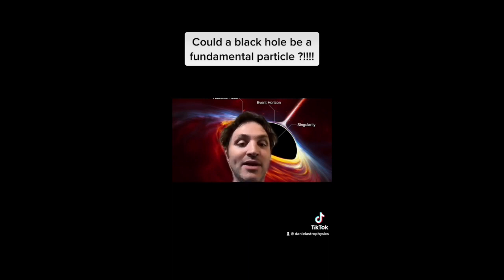Well, why is that? There's a number of reasons. First of all, you can't create a black hole with any theory of science other than general relativity. And the standard model of particle physics is not compatible with general relativity. So right now, black holes are a general relativistic object outside of the domain of the standard model of particle physics. So that's one reason why you won't hear a black hole called a fundamental particle. But it's interesting to think about.